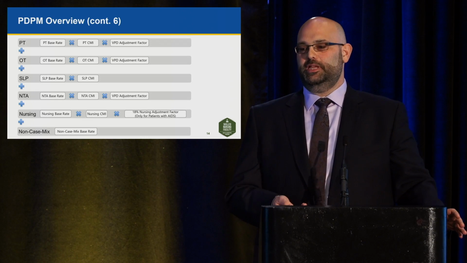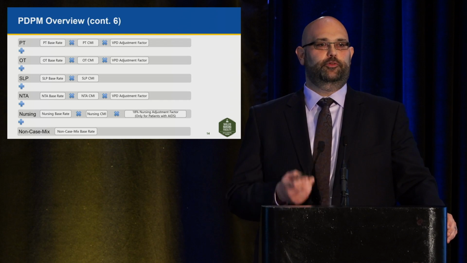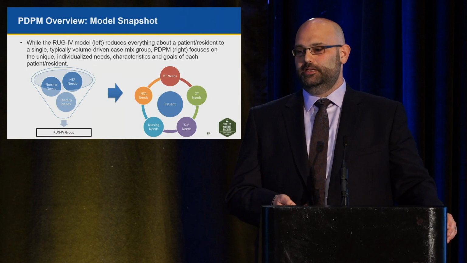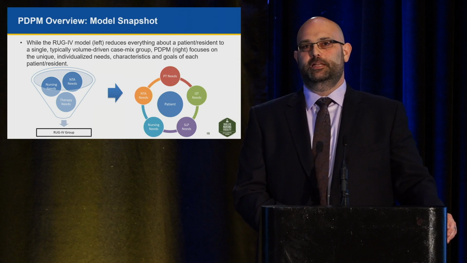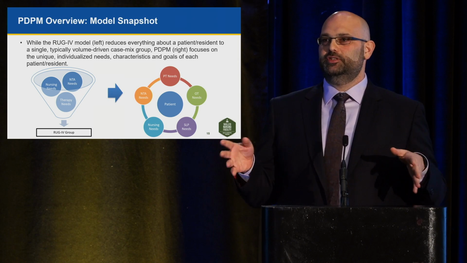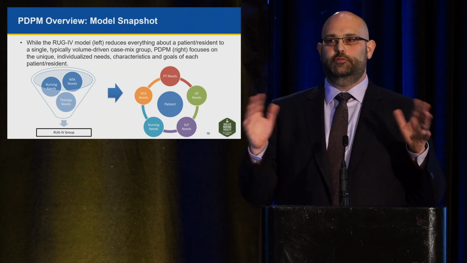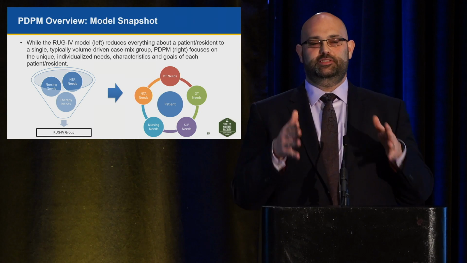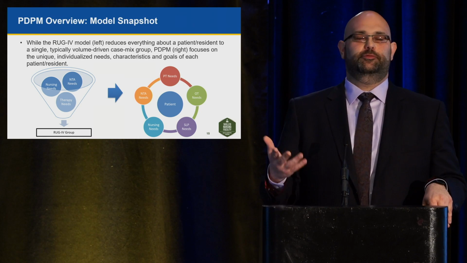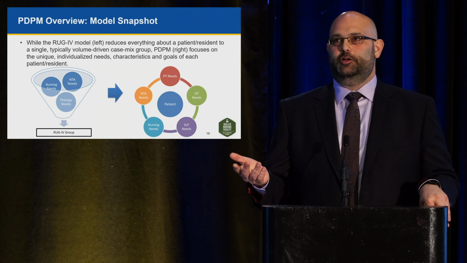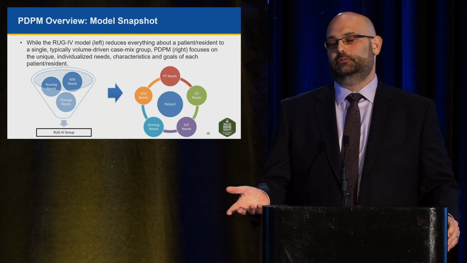And this is one of the key things that differentiates PDPM from the existing system: the current system takes everything about a person, all of those nursing needs, the NTA needs, all of the various needs that a person has, and boils them down to a single RUG-4 group. And as I've mentioned before, it's typically a group that starts with the letters RU or RV.